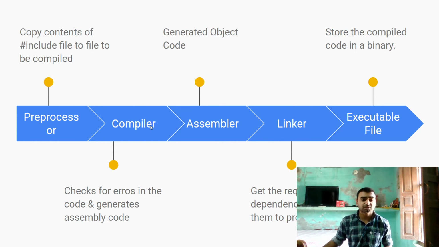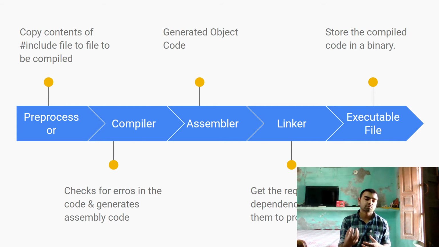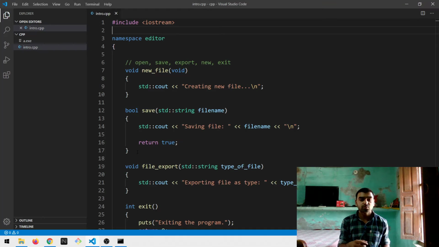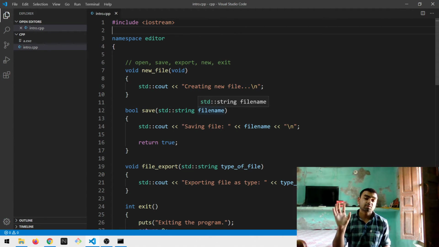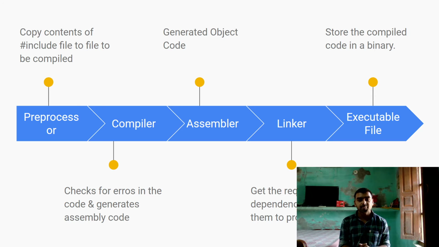Then we have another step, the compiler. The compiler checks for errors in the code, and if there are no errors, it generates assembly code from that high level language code. So it converts all these bool, save, std, string, filename, all these C++ instructions into assembly language. Assembly language is much lower level than the C++ language. Then we have the assembler.